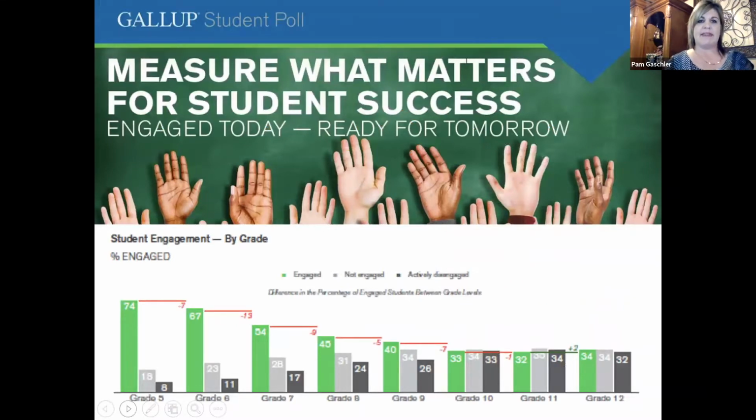This is some data that talks about student engagement. So you can see at the top that it comes from Gallup. But we see that in 5th grade that kids are genuinely engaged and excited about their learning opportunities, and then it levels down. And that's not new information to us. What I find exciting about this information is the percentage of kids not engaged or actively disengaged.